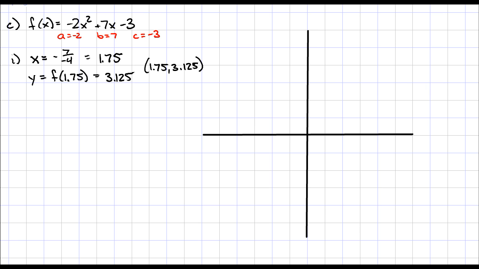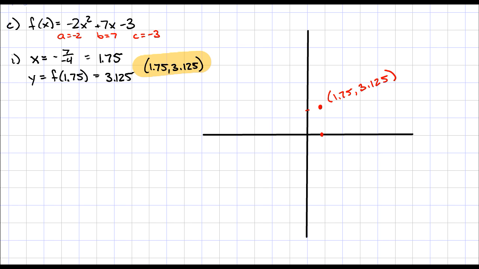Okay. So let's see, if I sketch this point out, 1.75 will be right around here somewhere, just short of 2. And 3.125, well, let's see, this is 3, so just above that is going to be 3.125. So this is my vertex, 1.75, and then 3 and 1/8, 3.125.